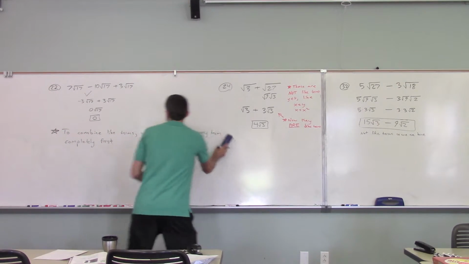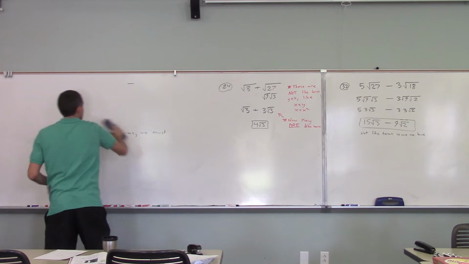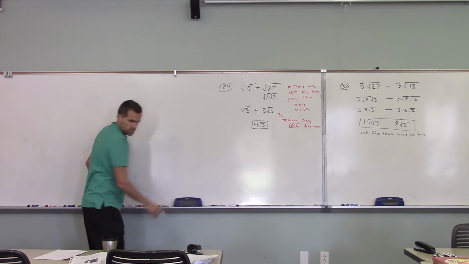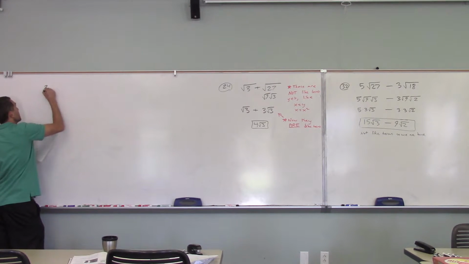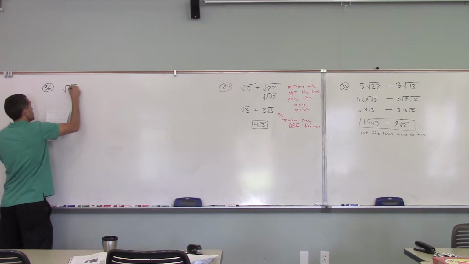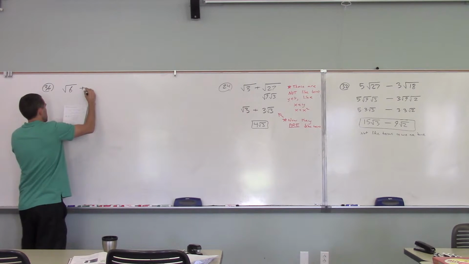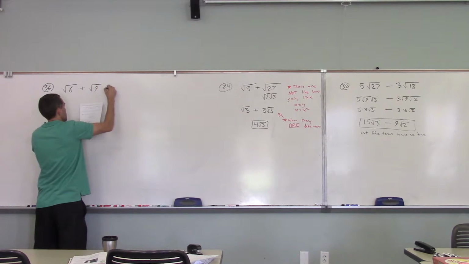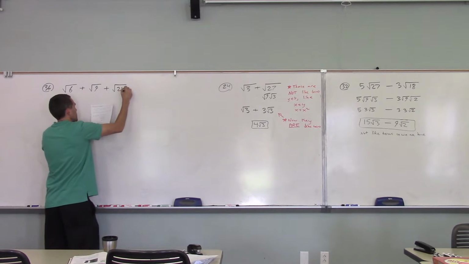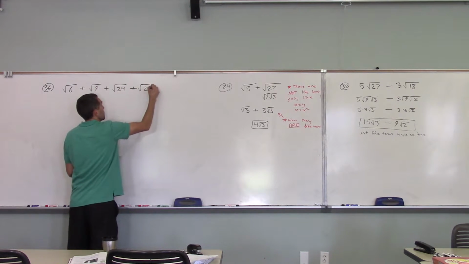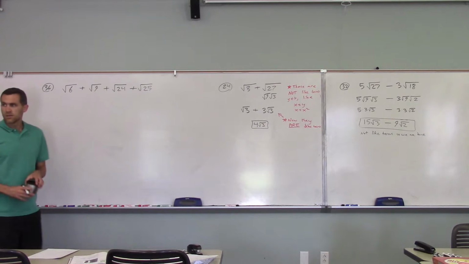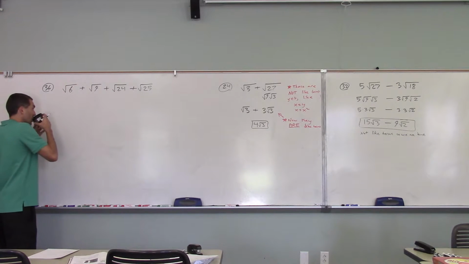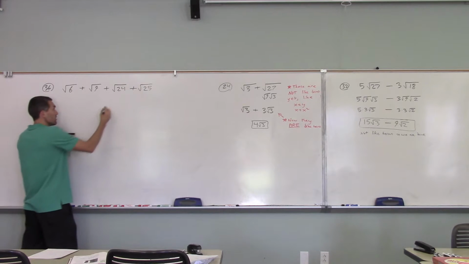Alright, one last one like that. What if we have, so Zach, I might have you help me with this one. Let's see, what if we have square root of 6 plus square root of 9 plus square root of 24 plus square root of 25? What do we do? Break down the square root of 24 and 25 into the smaller ones. Right? So what do we get?